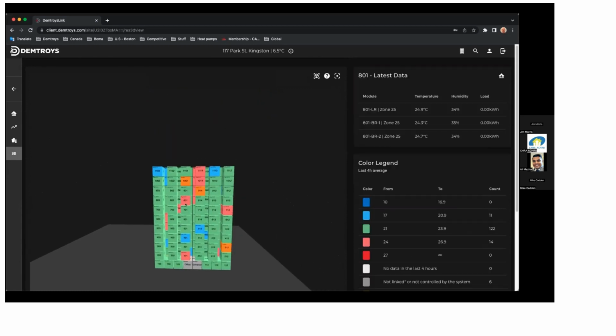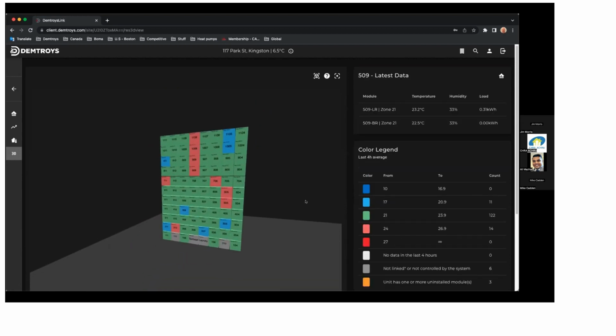There are a couple units that are running a little bit warmer, and we can see that indicated by different colors. So we can monitor the entire building's function through this remote portal, as well as all of the analytics that go along with it.